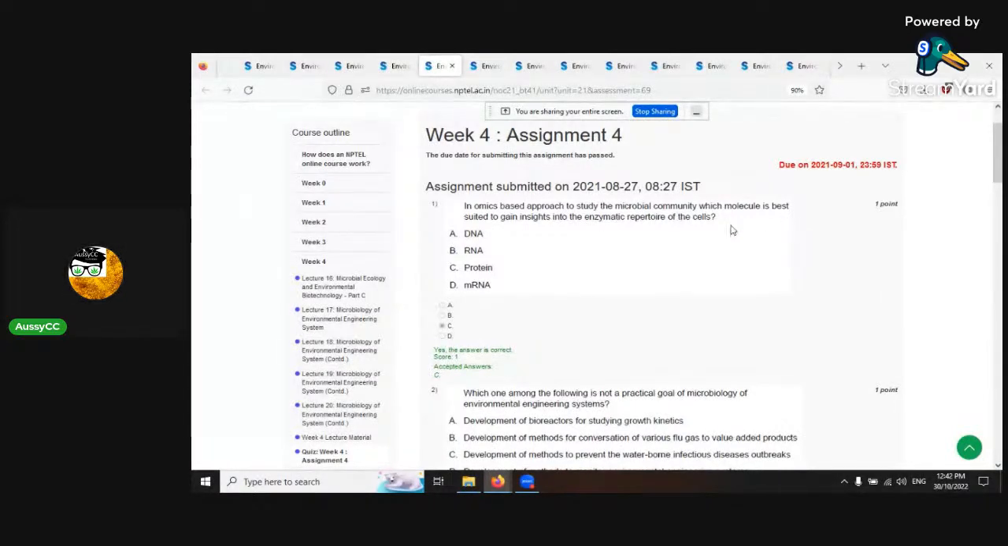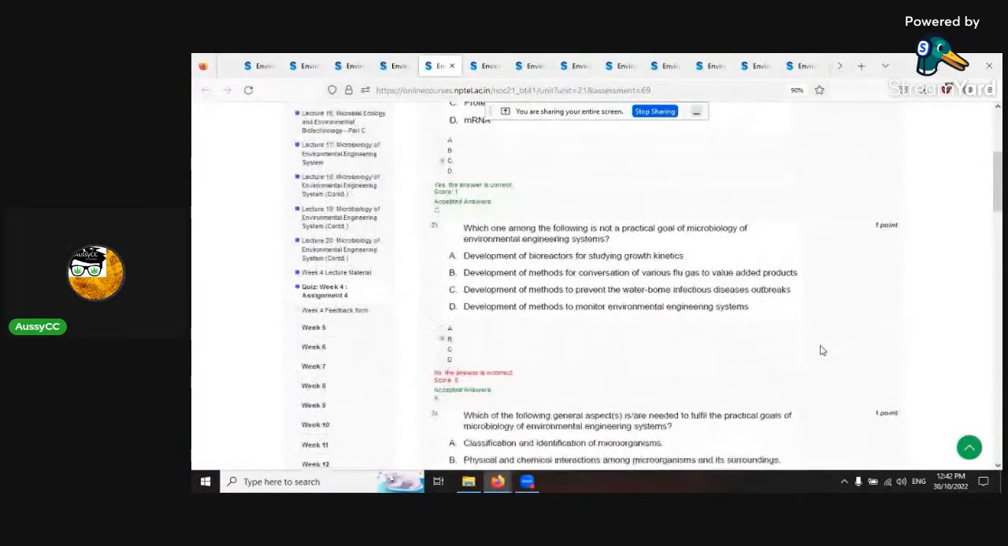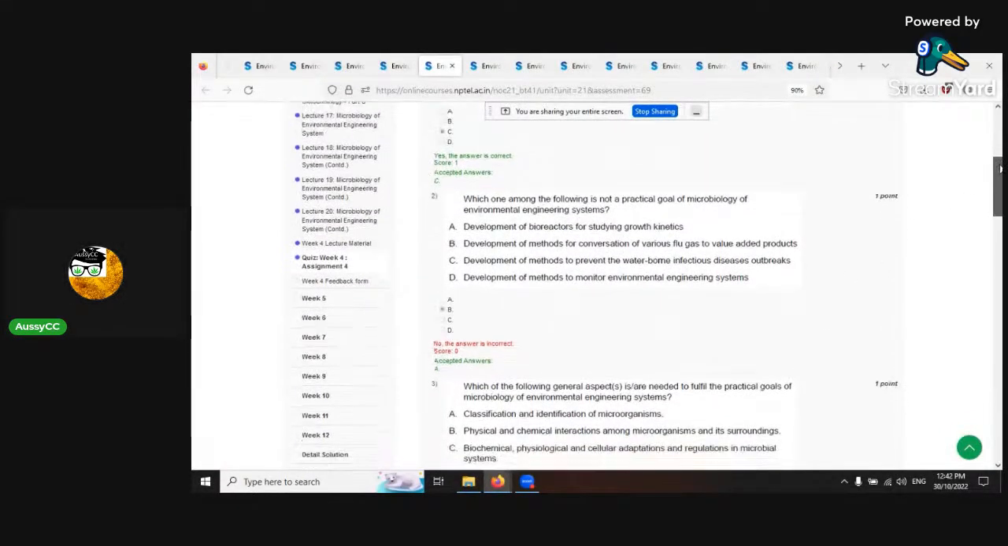Which among the following is not a practical goal of microbiology in an environmental engineering system? Developing bioreactors. Well, bioreactors are already developed. You just put air in a mechanism to turn it. It's all to do with the turning mechanisms too. It's pretty full on, all the different types of aeration and systems you can build.